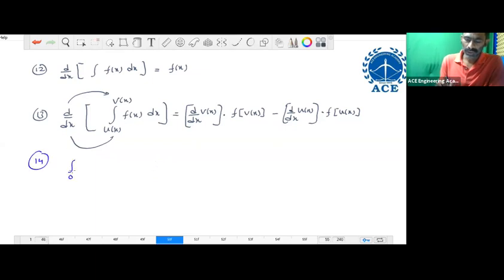Integral a to a of f of x dx equals 0. If the upper limit and lower limit are the same, the integral value is 0 directly. That's it. These are the properties. Up to here was the last class. Now we start today's class, where we do problems on this topic, different integrals.